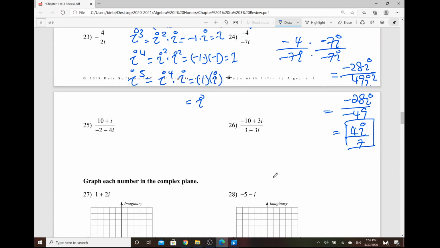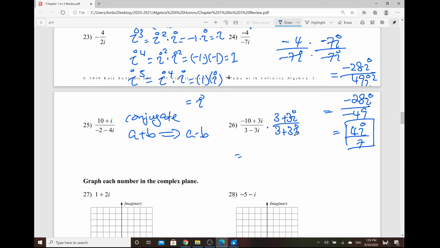And now number 26. What happens if the denominator is a whole complex number? It's a binomial. So what we need to do is multiply by the conjugate. If you remember the difference of two squares, let's say a plus b is the original form. The conjugate is always a minus b. It's almost the opposite. So for the denominator here, we multiply by the conjugate. So we multiply by 3 plus 3i, top and bottom.